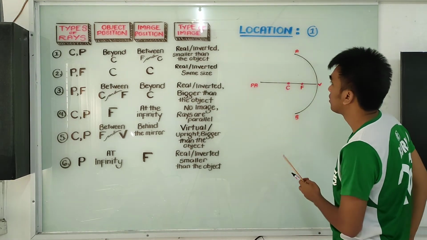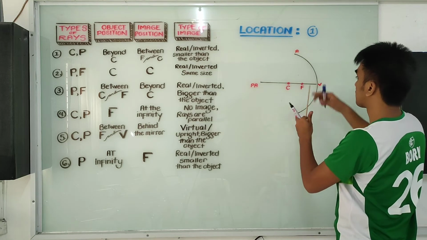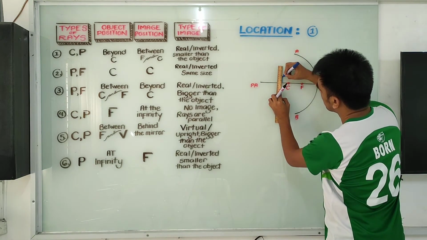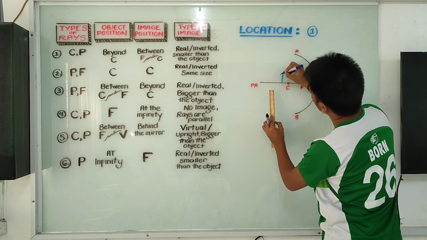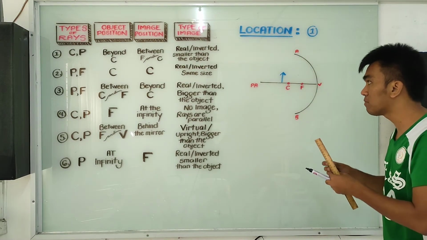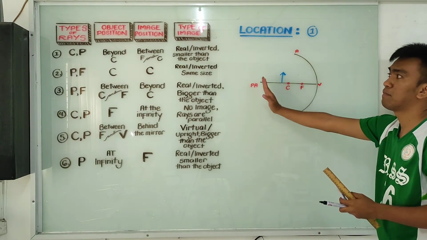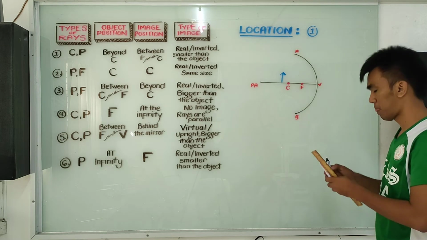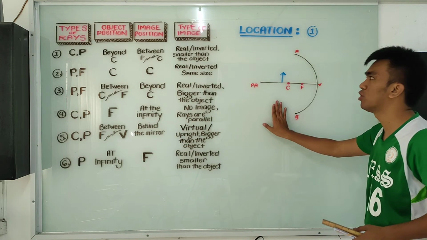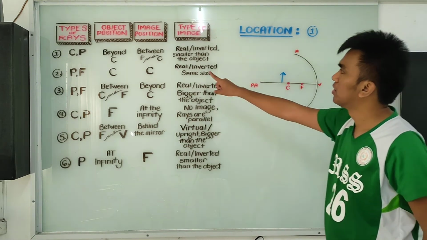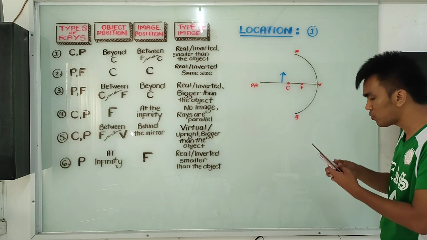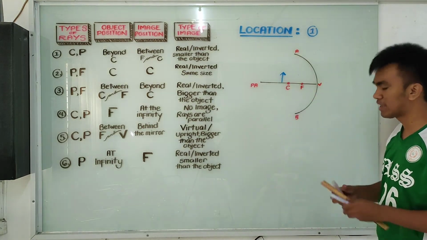Where's my blue marker? We have to illustrate an arrow that points upward. This will represent our object, and it's beyond C. Beyond C. So the image position will be formed between F and C.